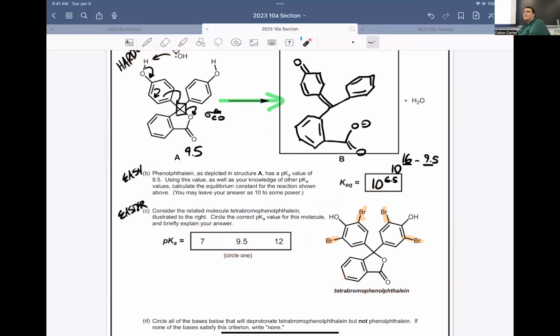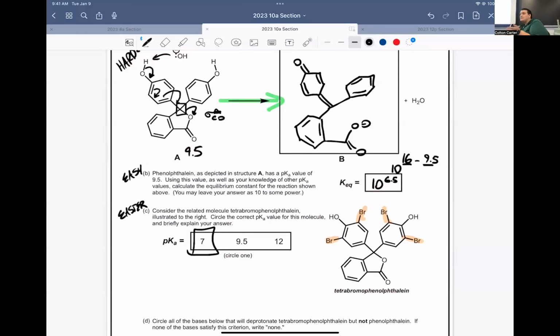Inductive effect. They're the friends who like to hear you complain. They're going to tug on those electrons just a little bit and help stabilize it. So if this is going to be the more stable conjugate base, is this the stronger acid? Yes. So what's the pKa out of these three options? 7.